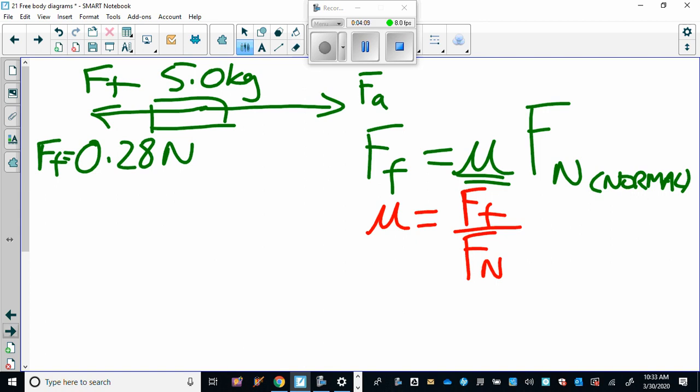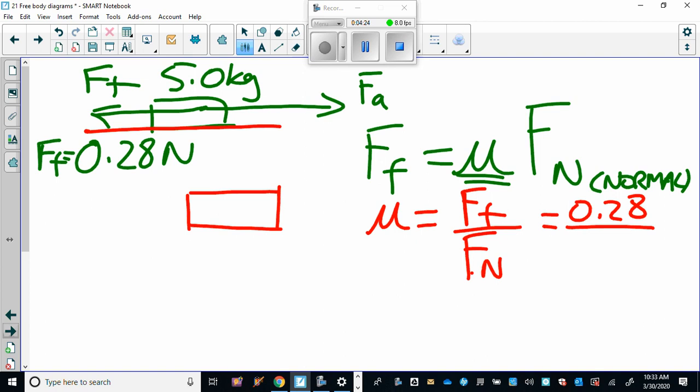What is the force of friction? It's given to you in the problem, 0.28. This is the one that I made up. Divided by, now what's the normal force? Well, let's redraw this. Here's your hockey puck. The normal force is the force pushing it up. And it's obviously counterbalanced by the force of gravity. Since the puck is not accelerating up or down, the normal force must equal the force of gravity. So we can really replace this normal force here with the force of gravity.